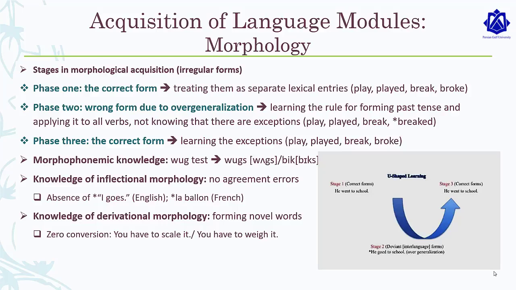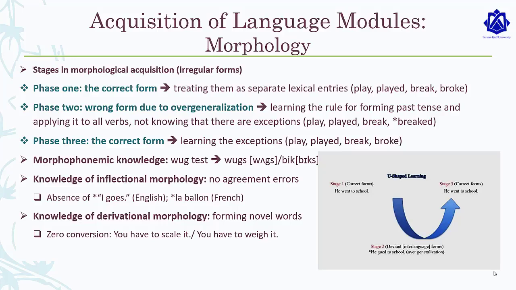For example, when they want to learn, he went to school, how do they relate that to go and know that it is the past form of go? And how do they start? How do they proceed? And where do they end in acquiring irregular forms?